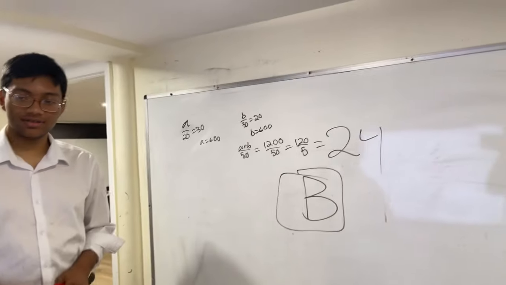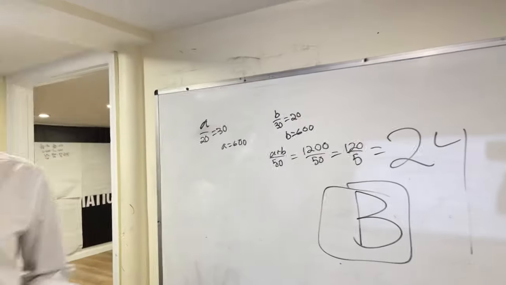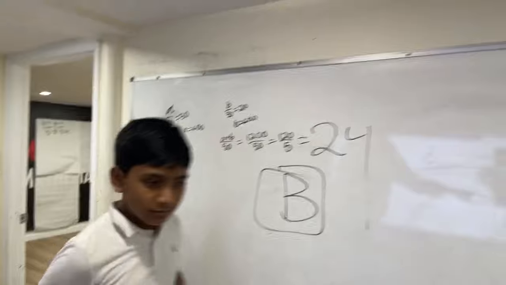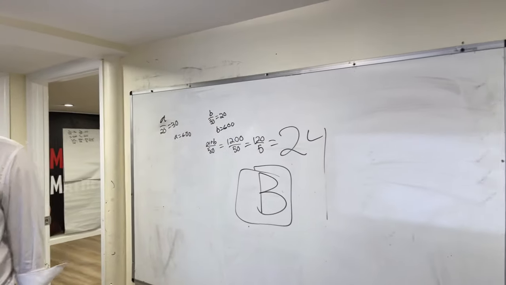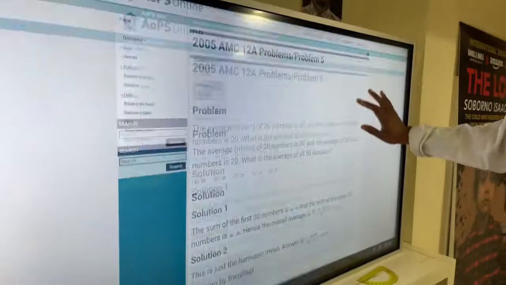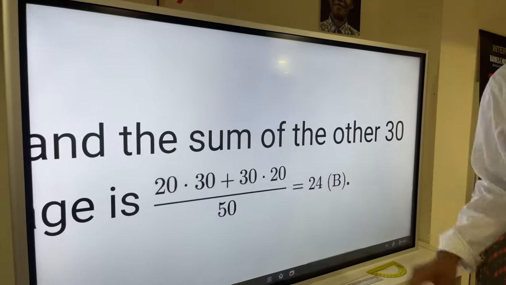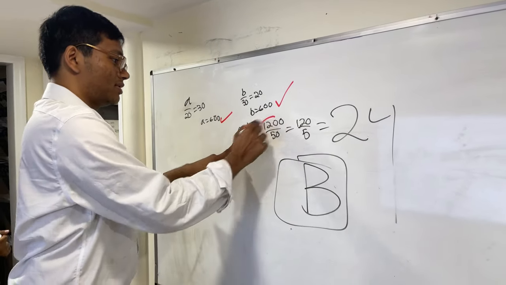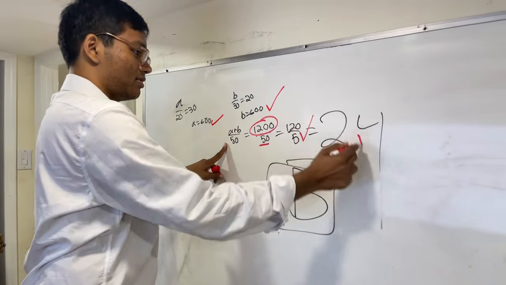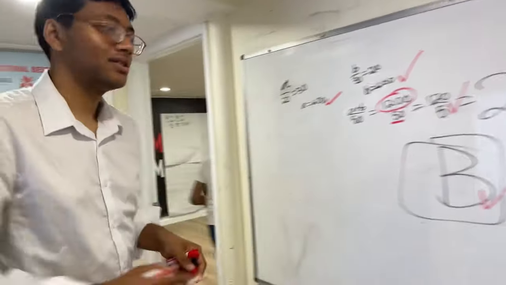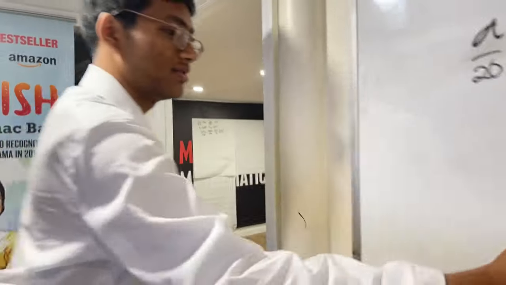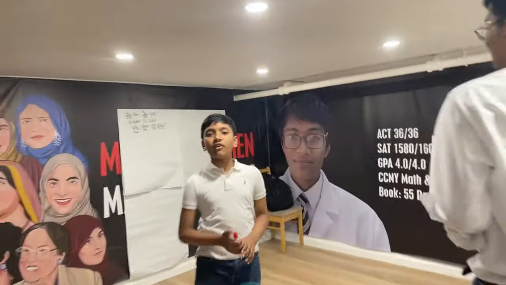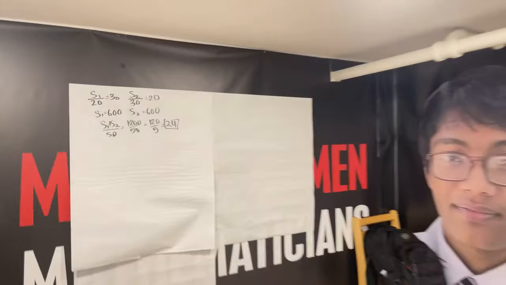So you lost. If you find any mistake in algorithm... No, we have to see the official solution. The answer is 24. Okay, so you got 600, 1200 over 50, 24. Yeah. How the Math Olympiad problem is so easy? Because it's problem 5. They get really harder in problem 10.